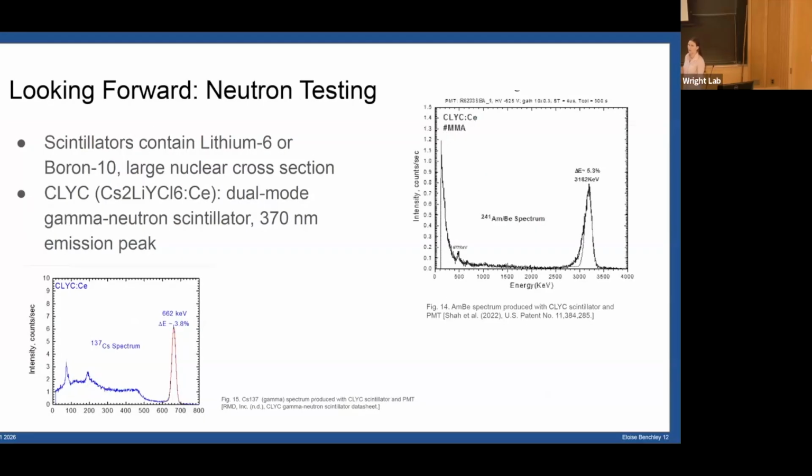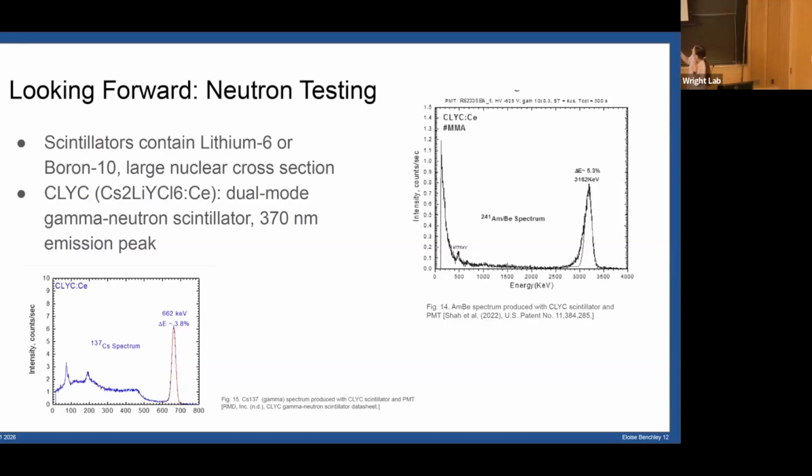So looking forward, the whole purpose of this was to test it with neutrons. For neutron testing, you usually want a scintillator that contains lithium-6 or boron-10 because they have a large nuclear cross-section. And actually, there is a scintillator called CLYC. I'm not going to tell you what the entire thing is. It's a crystal, but it's actually a dual mode gamma neutron scintillator with a 307 nanometer emission peak, which means that it would satisfy both creating a gamma spectrum and the neutron spectrum.